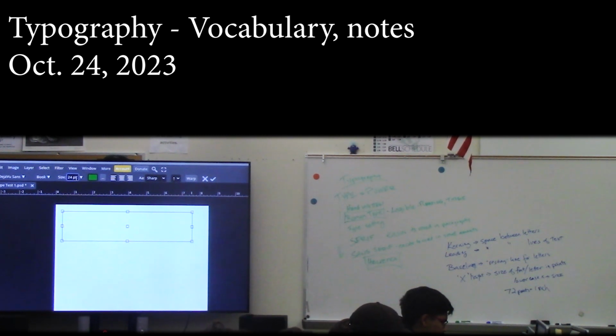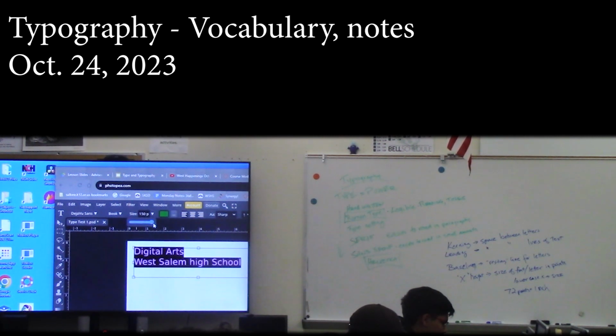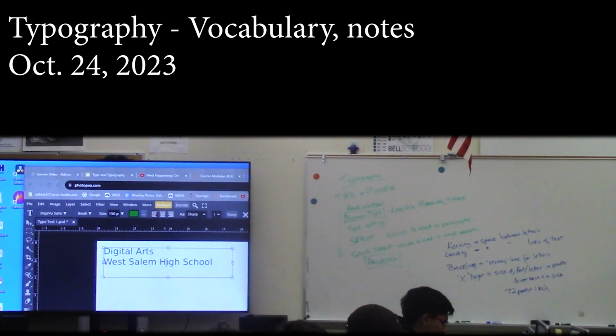So I'm going to type the word digital arts. You can almost see it there. And underneath it, I'm going to type West Salem High School. Now, you can see it, so I have to select it, and then I'm going to change my point size to 150. I have to capitalize High for High School. Okay.